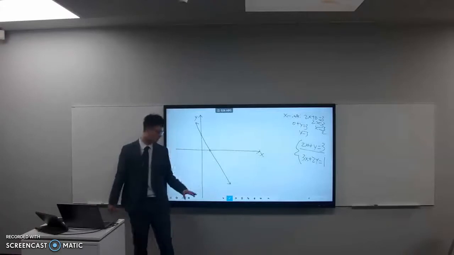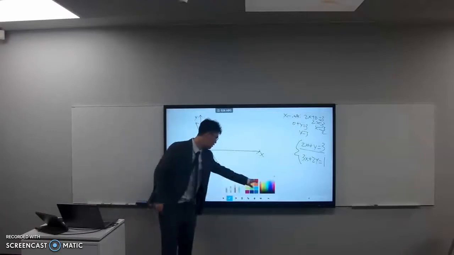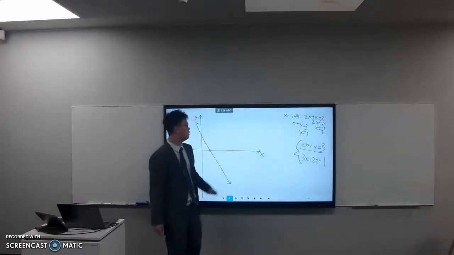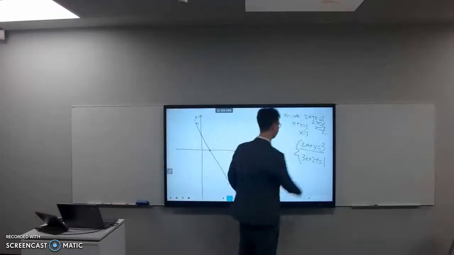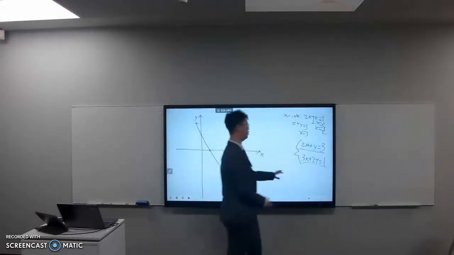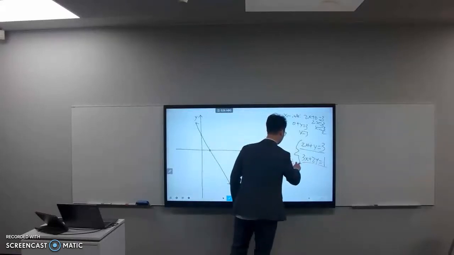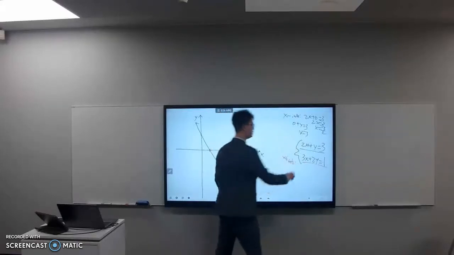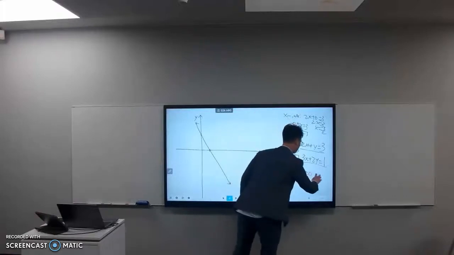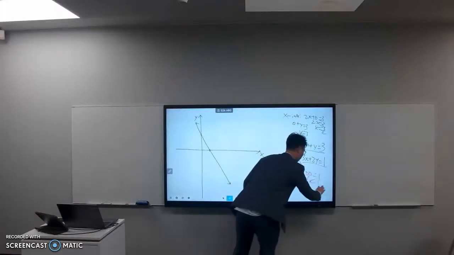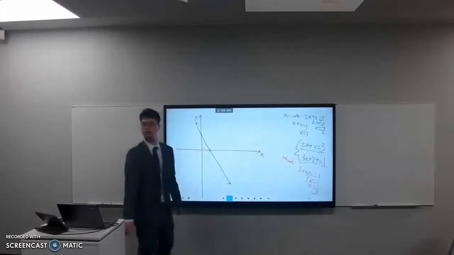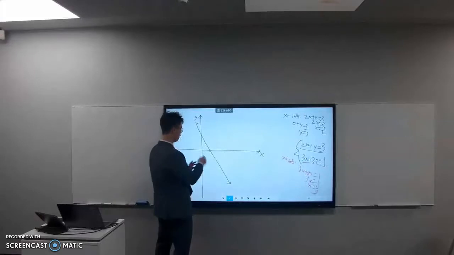And then after this, use a different color pen, and we find the x and y intercepts for the second function. So for the x-intercept, we set the y value to 0, so it becomes 3x plus 0 equals 1, 3x equals 1, x equals 1 on 3. That means somewhere there. See?